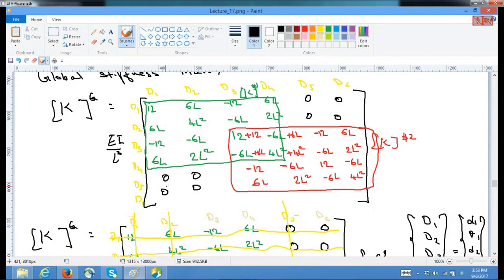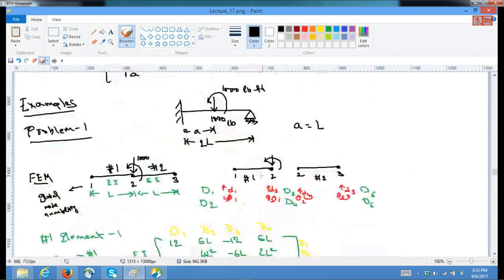Similarly, the transpose of it is also 0, because element 1 is connected to only D1, D2, D3, D4. So in the global matrix, it will only contribute where the combinations of D1, D2, D3, D4 occur, all these 4 combinations. But since you are not seeing D5, D6 in this element, you cannot get contributions at that place. So I hope I have answered your question.